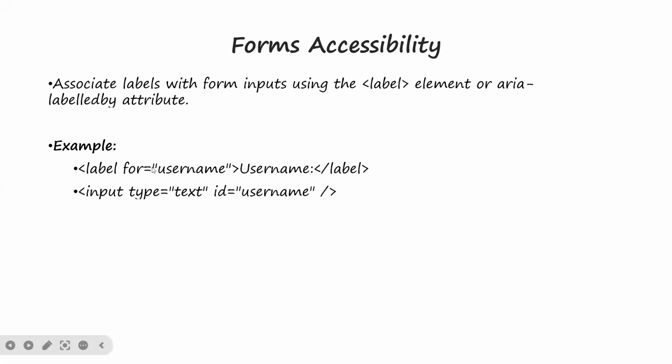Example is this. We have this form. We have seen this already, when we were talking about forms, we saw this using label. So this label for username is for this input. So it makes this input accessible. With this, it makes it accessible.